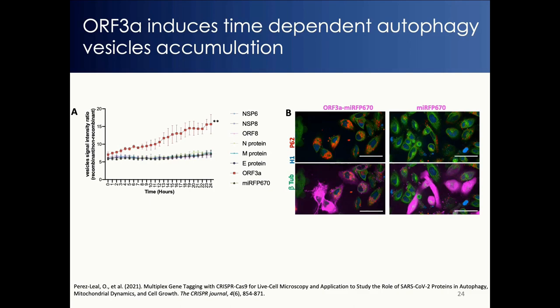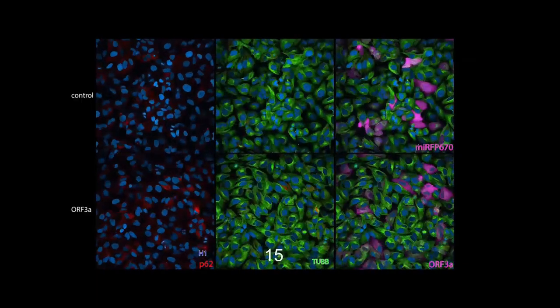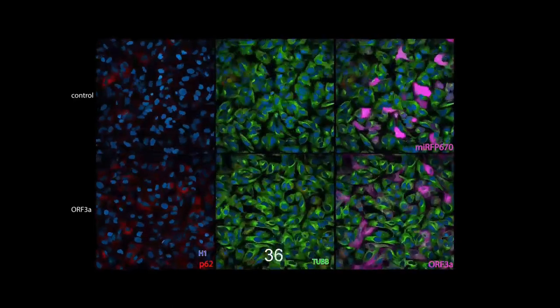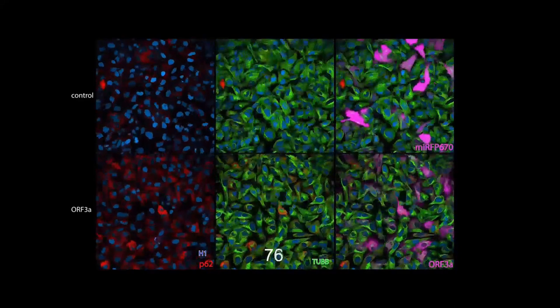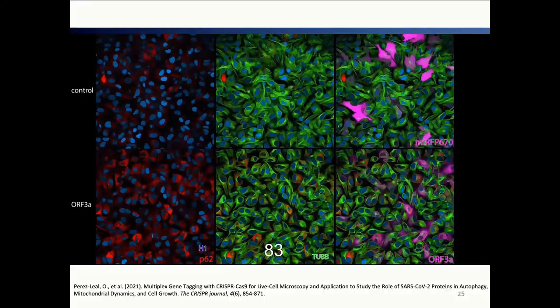Because these cells are alive during the whole process, we can take images more rapidly instead of every hour, and we can build very powerful time lapses to visualize this process. So you can see here how the cells that are overexpressing the recombinant viral protein accumulate more of these autophagic vesicles.